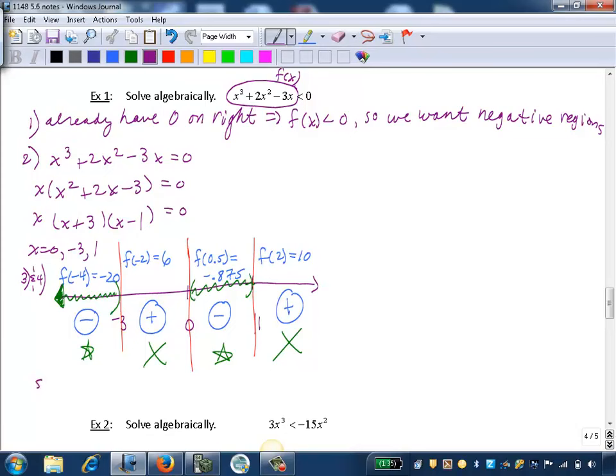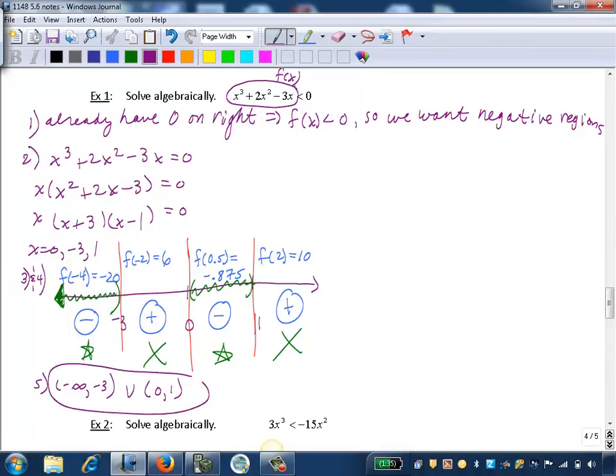So our final step here, our solution in interval notation: our left region is negative infinity to negative 3, and then the right region is 0 to 1. So this is our solution in interval notation.